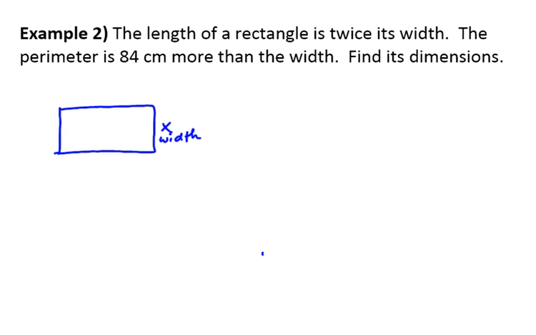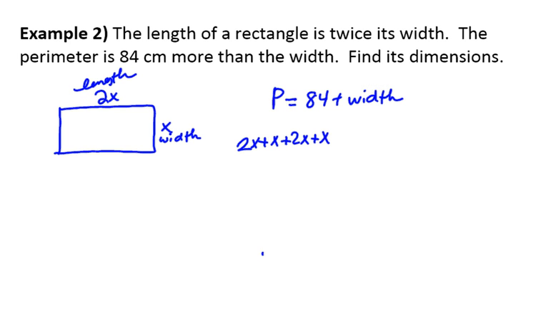And then the length's twice that, so it's going to be 2x. So the length is going to be 2x. All right, so our equation, the perimeter is 84 centimeters more than the width. So the perimeter is 84 plus whatever the width is. So perimeter, the sum of all the sides would be 2x plus x plus 2x plus x, and that's going to be equal to 84 plus the width, and the width is represented by the variable x.